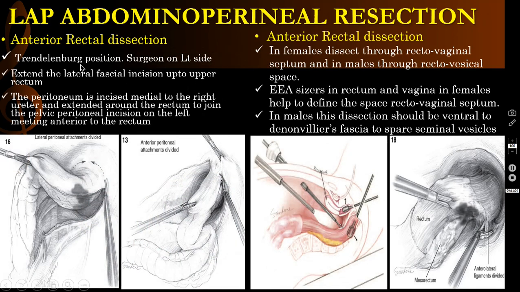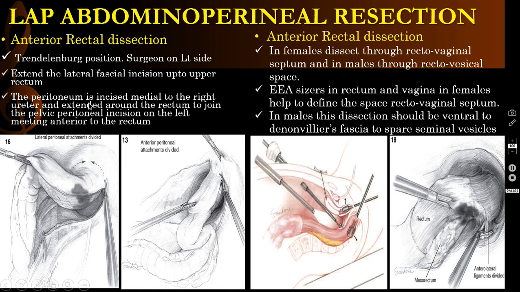The next step of surgery is anterior rectal resection. Put the patient in Trendelenburg position. Surgeon should now stand on the left side. Extend the lateral fascial incision we made over the white line of fusion, that is the line of Toldt, up to the upper rectum. So we have to extend this one. See here, you have to extend this incision up to the upper rectum.